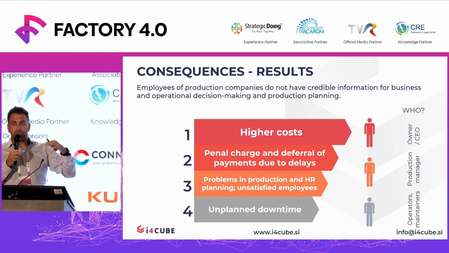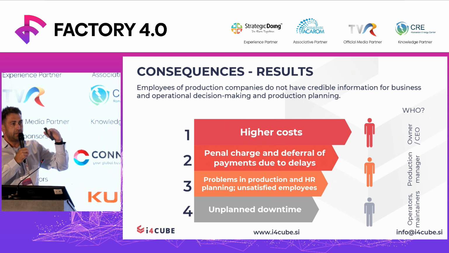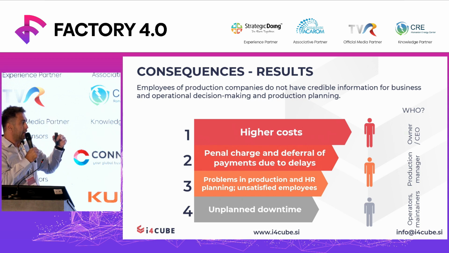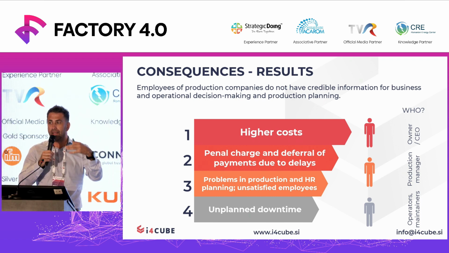So the problems which owners and all factory heads usually have are higher costs, and problems for the production manager to organize the production floor. He needs to be flexible, how to change production quickly, how to prioritize the orders, and so on and so on. And also how to plan work, and also to avoid unplanned downtime.